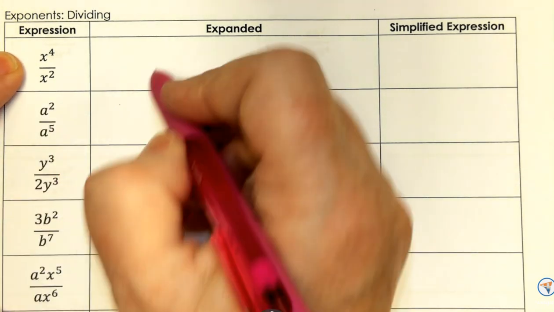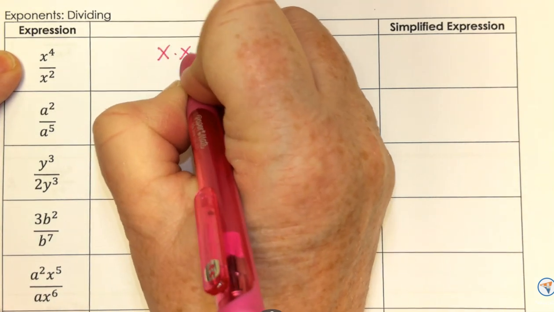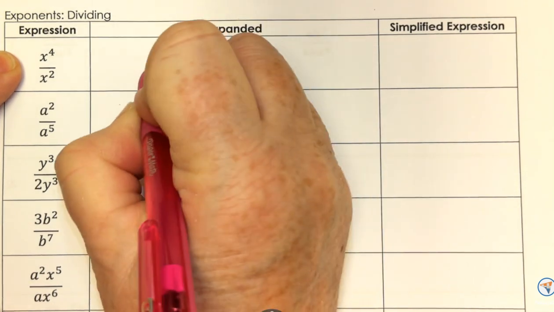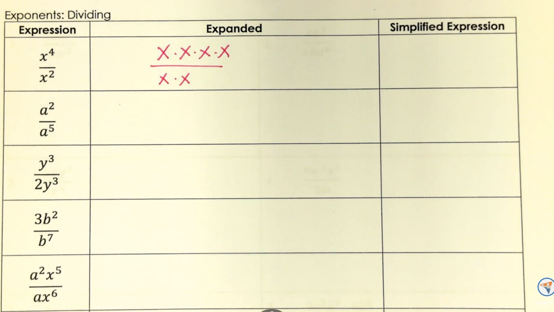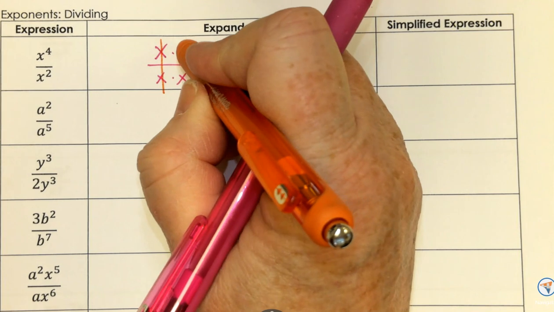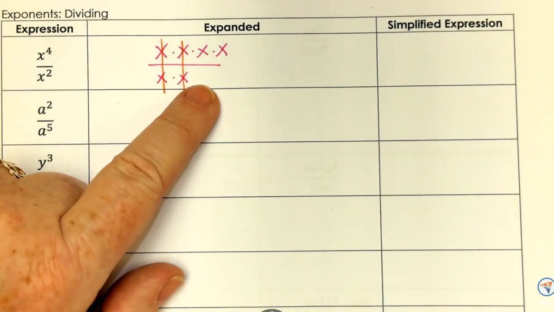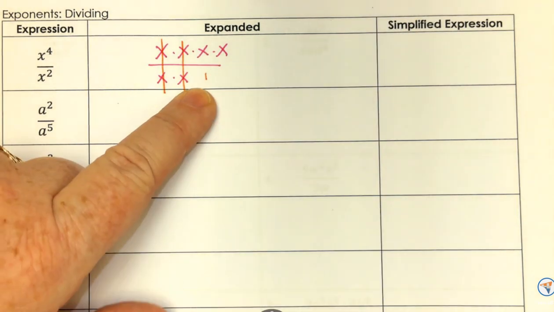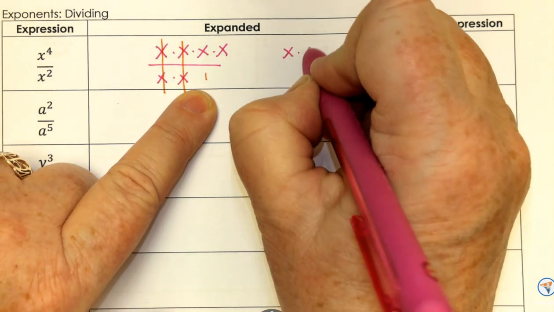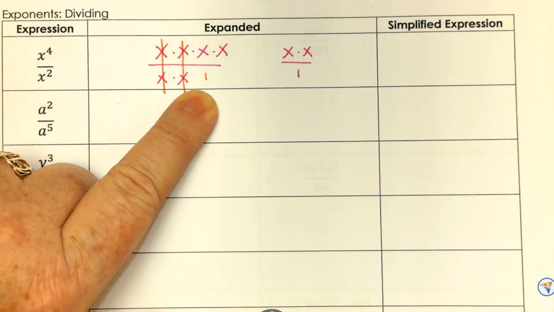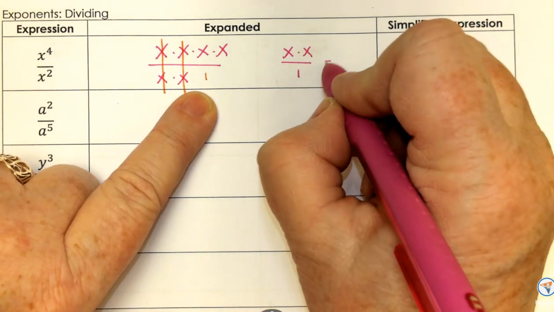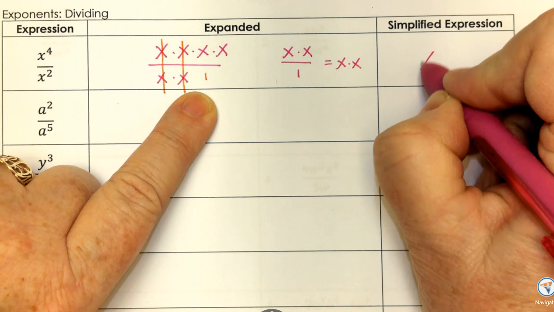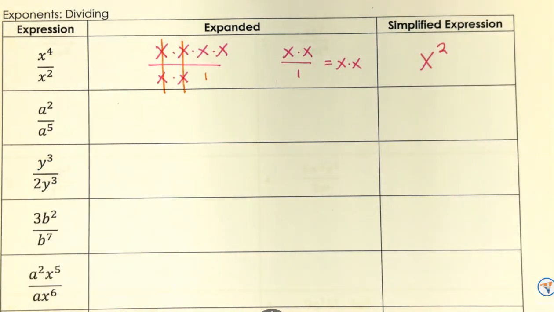What we have on the top is 4 x's, and what we have on the bottom is 2 x's. Well, if you look at that, what I'm going to do, cancel a pair, cancel a pair. What's left on the bottom is just a 1. What I have here on the top is x times x, and there's a 1 on the bottom. This is just the same. Anything over 1 is itself. It's the same as x times x. So we have x squared.